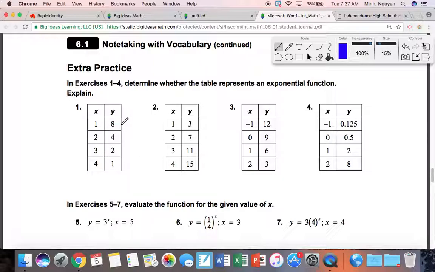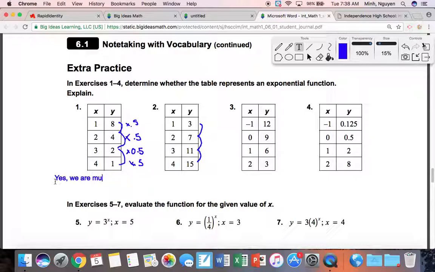So determine whether the table represents an exponential function. Really, you're looking to see a pattern of multiplication or division that is not addition or subtraction. That's not what you want. That's just a linear function. If we're looking at 8 to 4, 4 to 2, 2 to 1, you can say, oh, you are multiplying by half, or you are dividing by 2. And in that case, you would be right. Times 0.5, times 0.5, times 0.5. Same thing, really. So is this an exponential function? Yes, we are multiplying by 0.5.